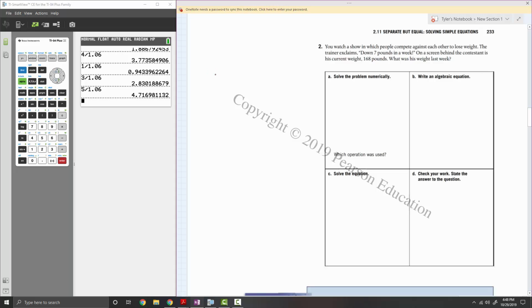So the first thing I want to do is solve numerically. If we think a minute about what's going on, we're taking your old weight, and the person lost 7 pounds, so we're subtracting 7 pounds, and then we're coming up with 168 pounds. That's what was on the screen after losing 7 pounds.